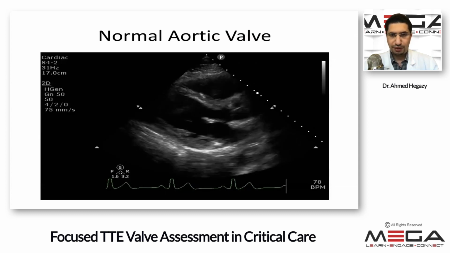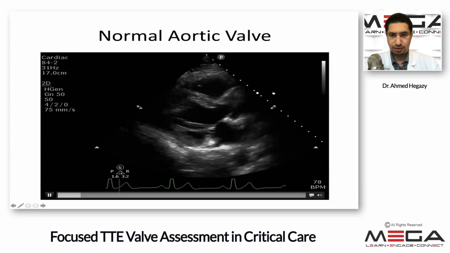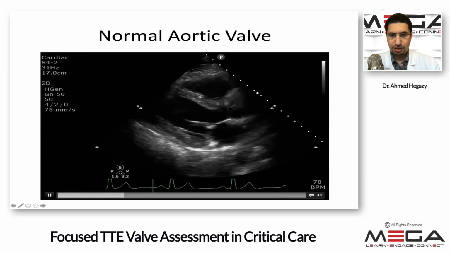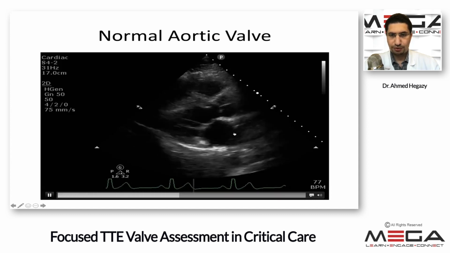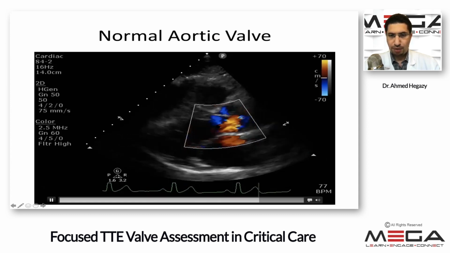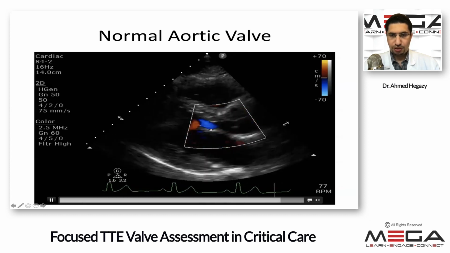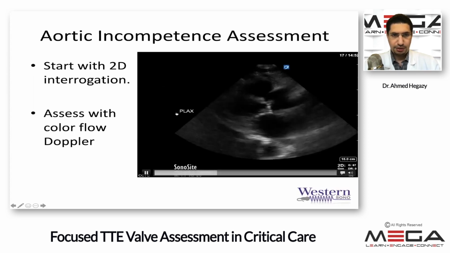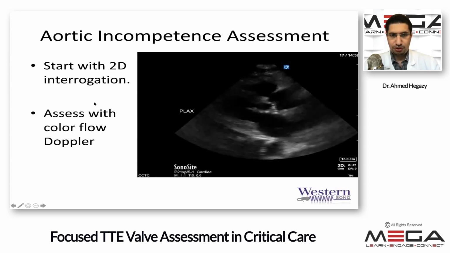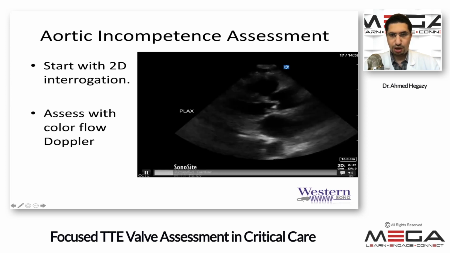So what does the normal aortic valve look like? It looks, as you can see here, very thin, very pliable. It opens well, and it opens at least 8 millimeters. So this looks like a normal aortic valve. You put color Doppler on it, and you don't see any regurgitation. So this is normal flow. It's all laminar. There's no turbulence. Then after you do your 2D examination, you start assessing with color Doppler. When you're suspecting, for example, aortic incompetence, you want the color Doppler box to involve the left ventricular outflow tract, because that's where the regurgitant jet will be heading.